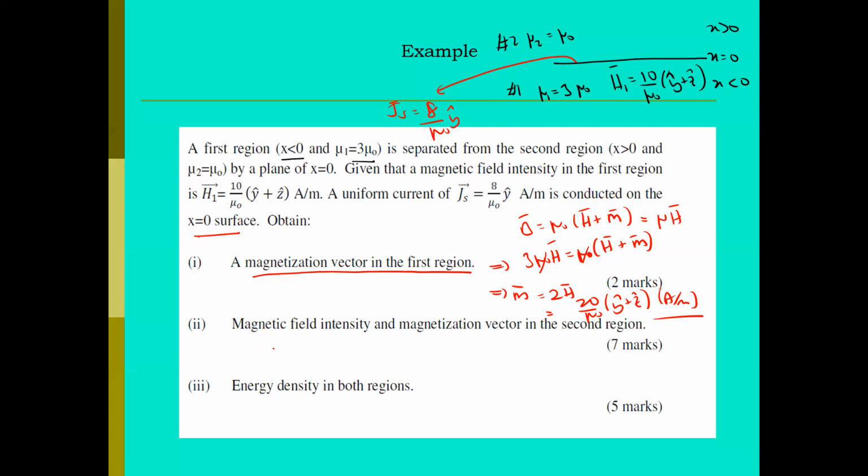The second question is that you need to find out the magnetic field intensity and the magnetization vector in the second region. For the second region, we need to find the H field, H2.